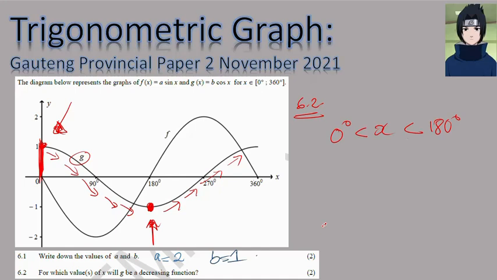Now, is it inclusive or exclusive? Like, do I put a line underneath like this, or do I leave it like this? Now, you leave it like this. Why? Because at this point, the graph is not increasing or decreasing. It's just changing direction. Same thing applies here. The graph at this point here is not increasing or decreasing. It's changing direction. So this is the answer for this one here. You're going to say when x is between 0 degrees and 180 degrees, your graph of g is decreasing. 2 marks for that. See how easy that is?